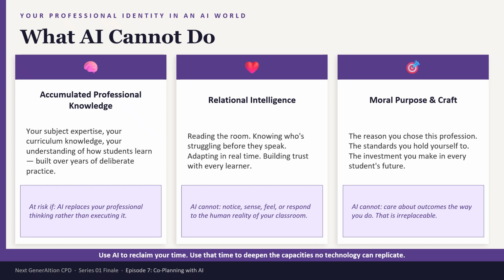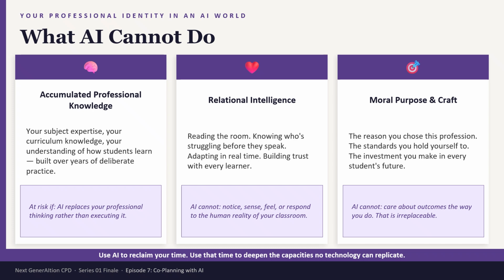So, these are some of the things that AI cannot do. Because while AI can accelerate planning and free up your time, it cannot replace the core capacities that define you as a professional educator. Accumulated professional knowledge.